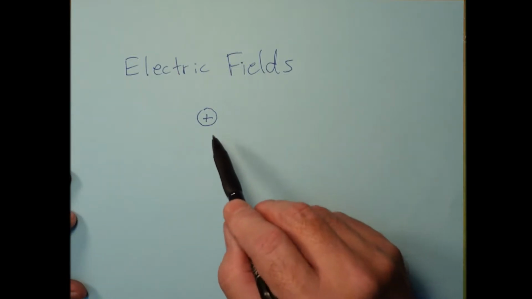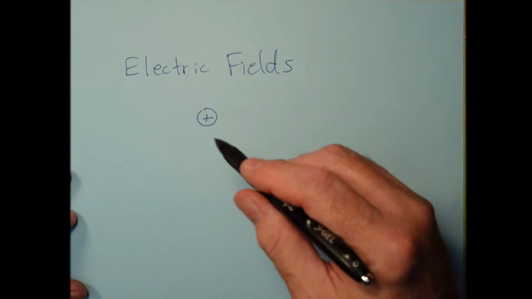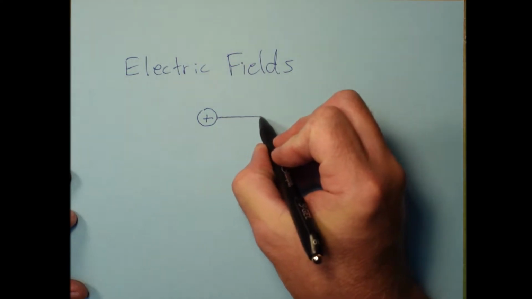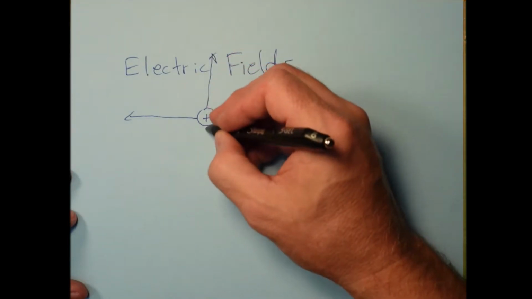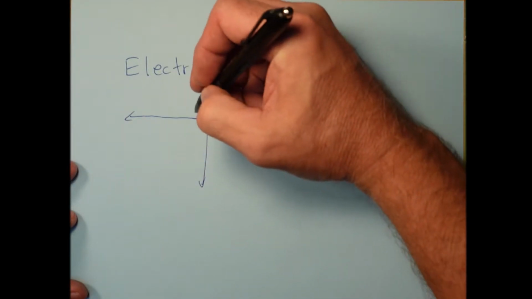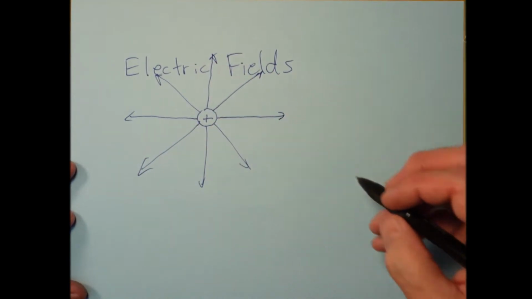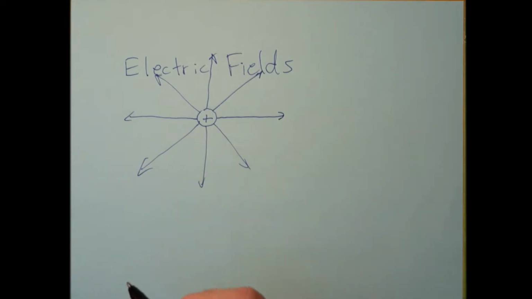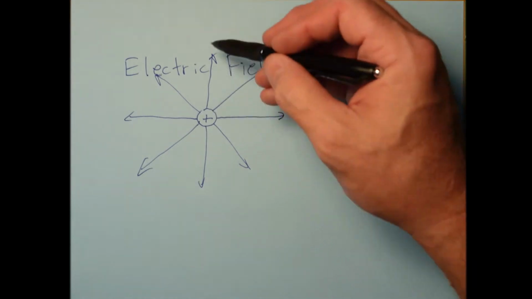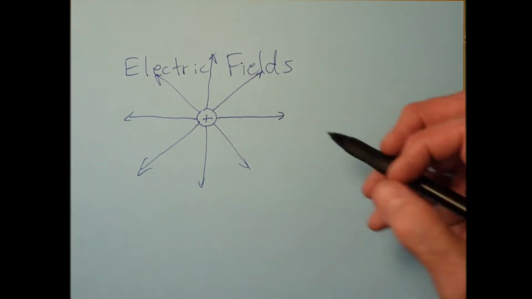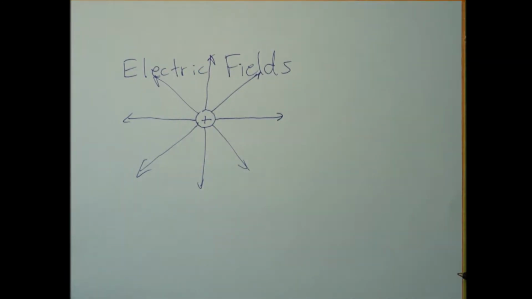For a positively charged particle, if you have a charged particle like this, isolated by itself, you can think of the electric field as going radially outwards in all directions. Now, just because I've drawn it symmetrical here, which I suppose in the case of a single point charge it would be, just because I've drawn the field lines at 90 and 45 degree angles doesn't mean anything. It's just easy to draw that way. You could have multiple lines going off in any direction.